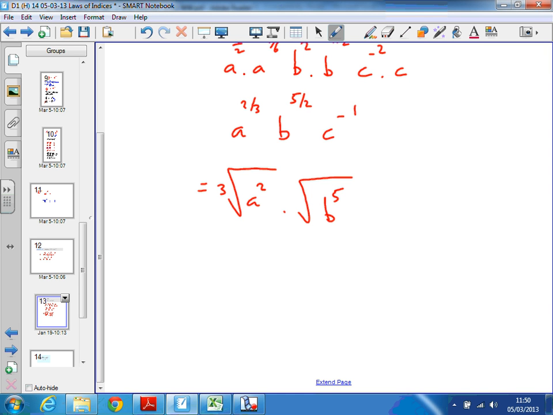Okay? And then the last one, c to the minus 1 is the inverse of c. So 1/c, we could write that. Now, we've talked before in algebra about 1/c, meaning the same, multiplying by 1/c is the same as dividing by a number, or dividing by c. And we talked about that right at the beginning of the course, because it's something that comes up a lot. So again, this could be written as the cube root of a squared times the square root of b to the 5, all divided by c.